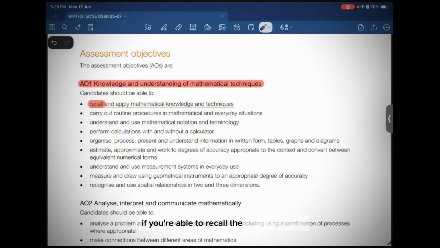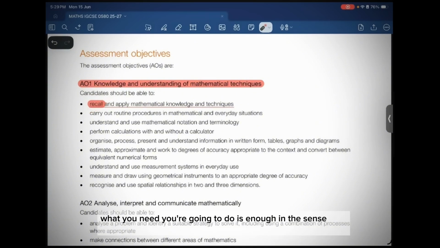If you're able to recall the correct formula and write it down in the question, the examiner is going to give you a method mark, regardless of whether your answer is correct or not, or whether you made some working error. Obviously there is a chance that you might commit some sort of plus-minus mistake, some sort of arithmetic mistake, so those aren't accounted for. Just knowing what to do and showing that you know what you're going to do is enough, in the sense that it's going to help you avail that method mark.